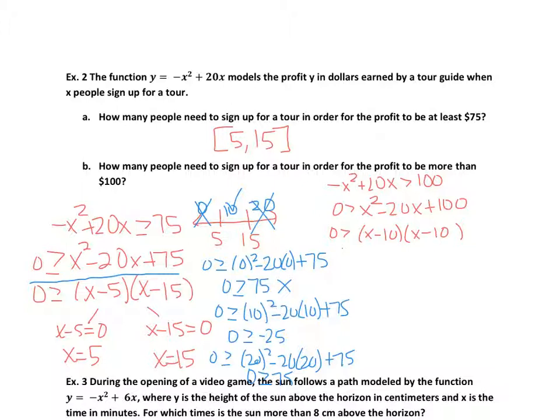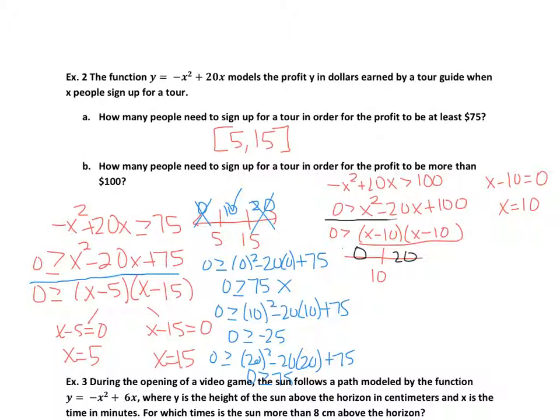Because these are the same, I'm just going to set x minus 10 equal to 0 one time, and that means I've only got one testing interval, and that is 10. So I'm going to pick a number on the left side of 10, 0, and a number on the right side of 10, 20, and plug those in and see if they give me true or false statements.